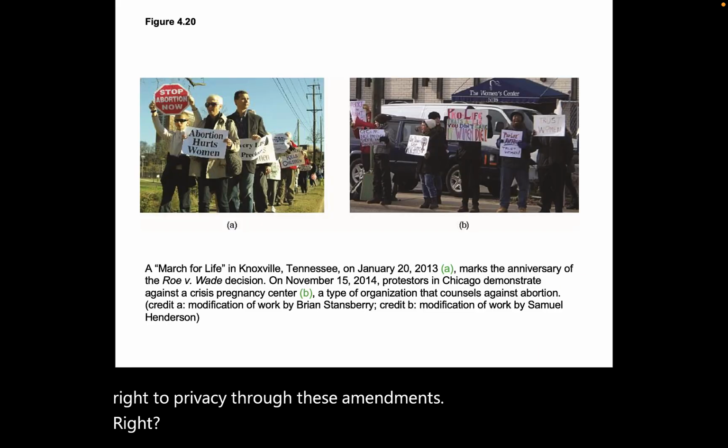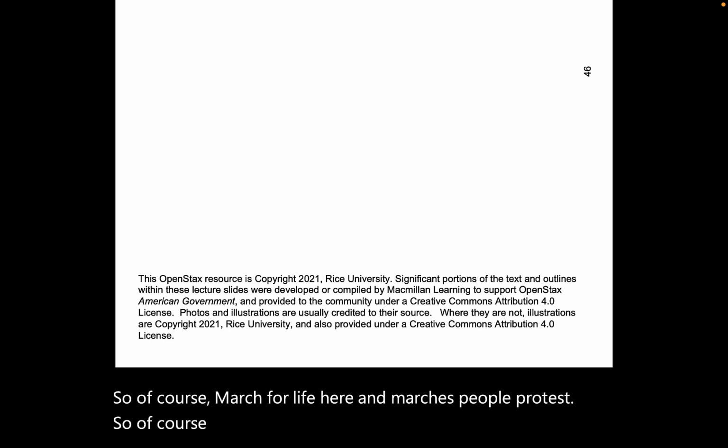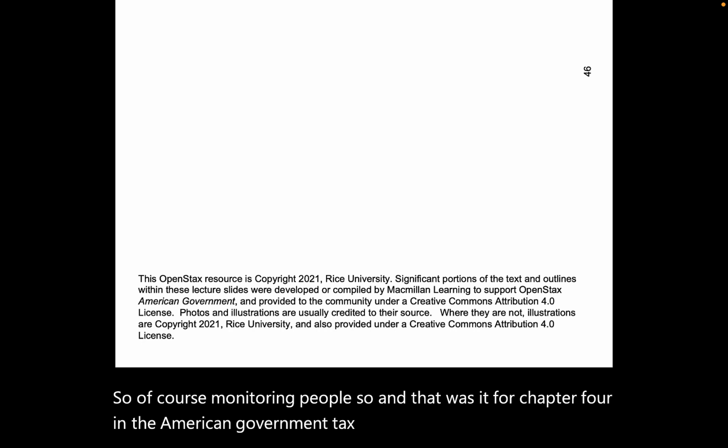Here you see the March for Life and marches, peaceful protest, and monitoring of people. And that was it for chapter 4 in the American Government textbook, third edition, from OpenStax.